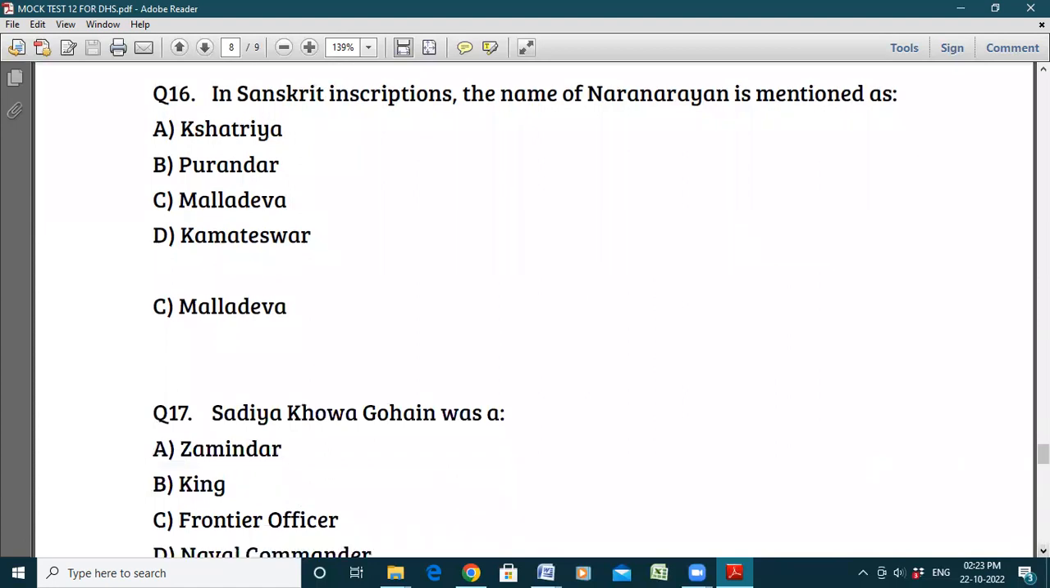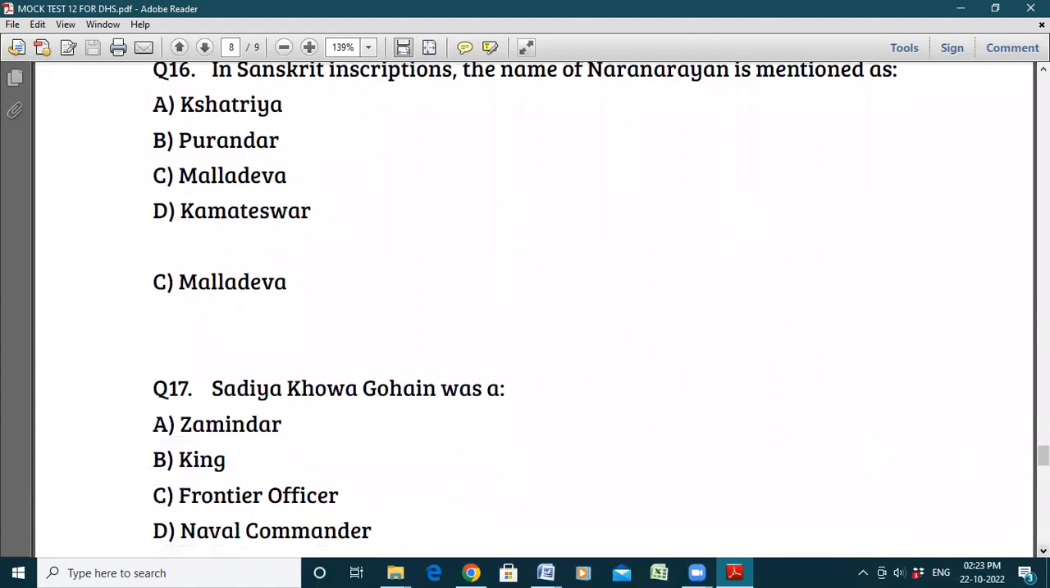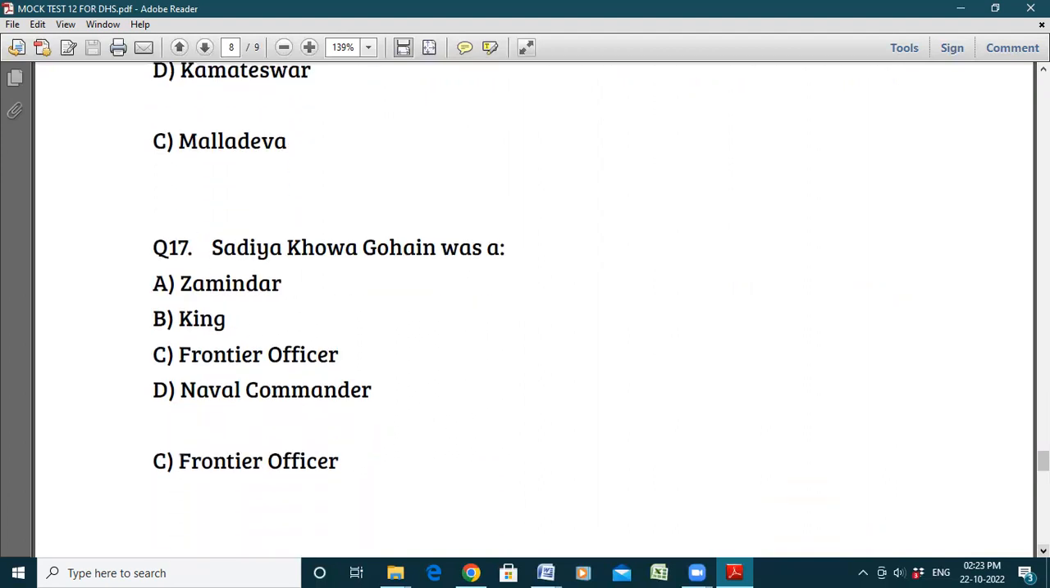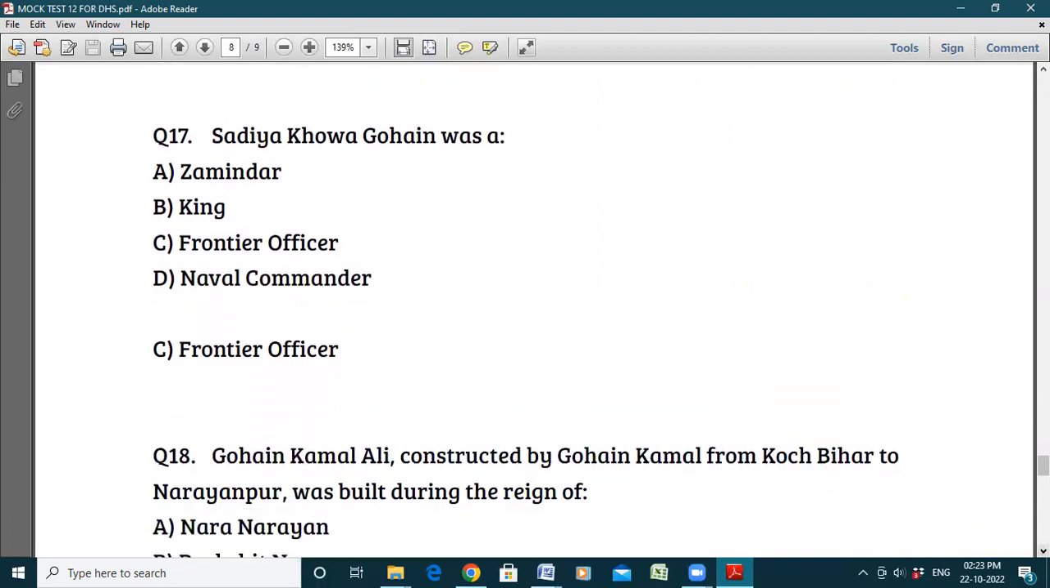Then, Khodiya Khua Gohain was a what? Was he a zamindar, a king, a frontier officer or a naval commander? The correct answer is option C, that is frontier officer. Khodiya Khua Gohain is a frontier officer.